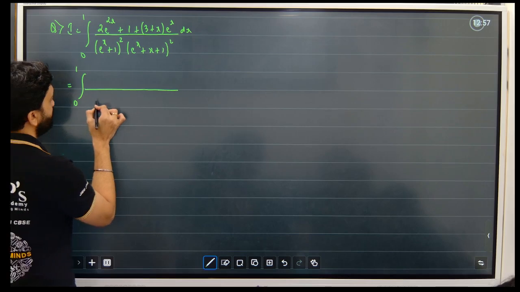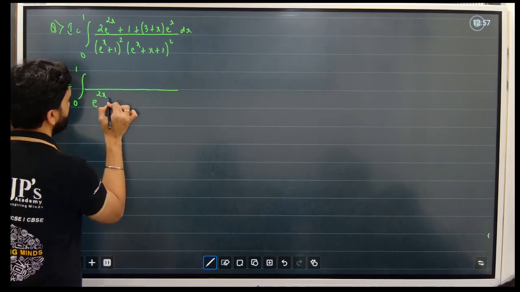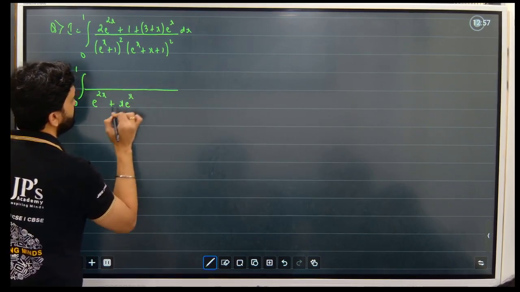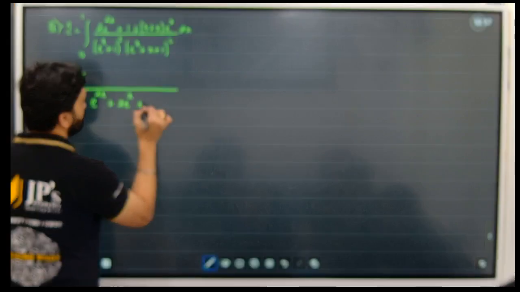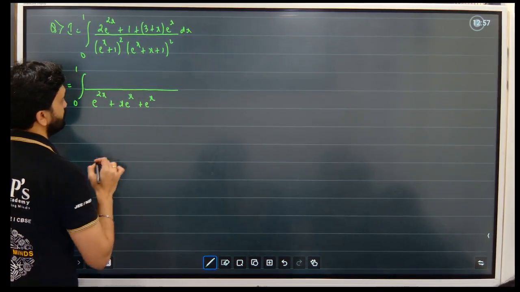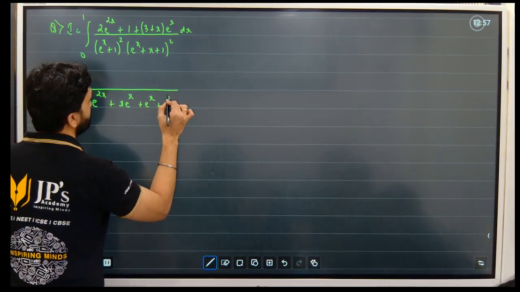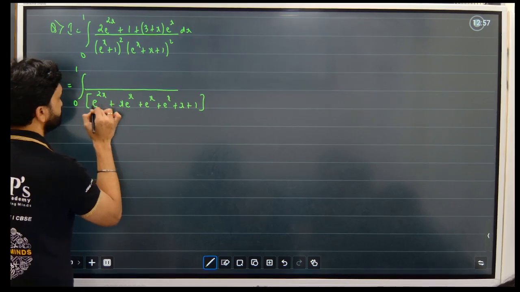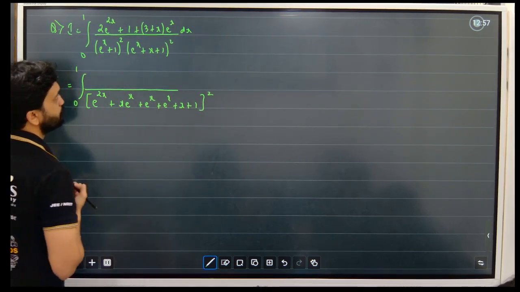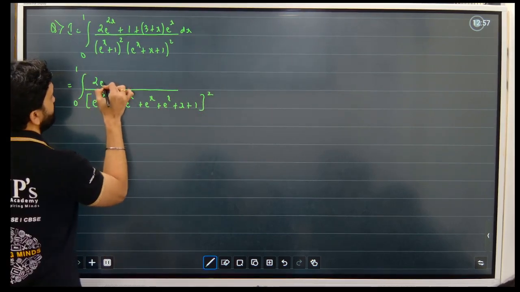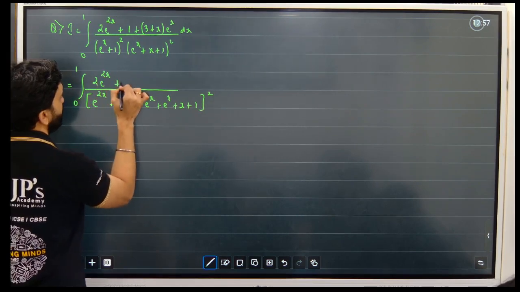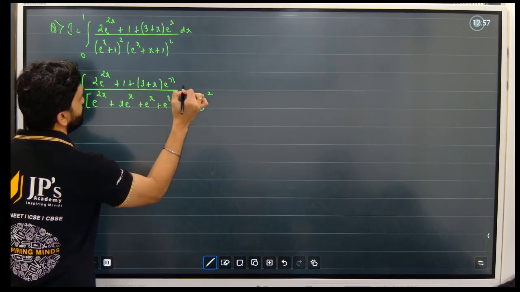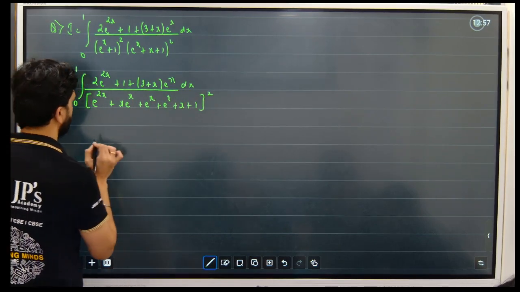My denominator will become e raised to 2x plus x e raised to x plus e raised to x plus e raised to x plus x plus 1, the whole square. As of now, there is no breakthrough that I am getting in the numerator, so I'll keep it as it is.